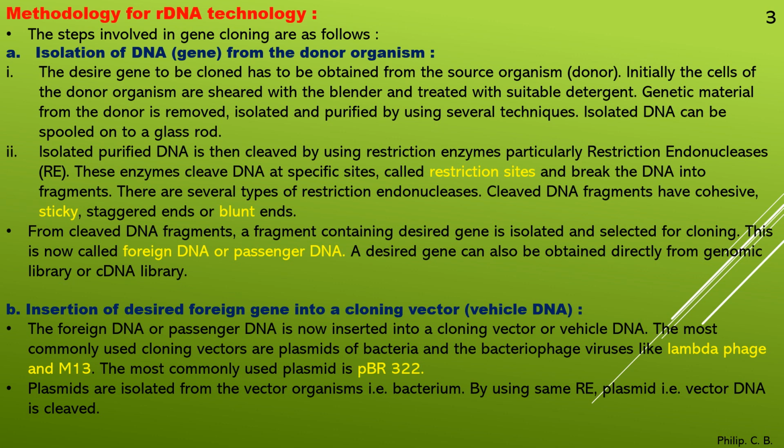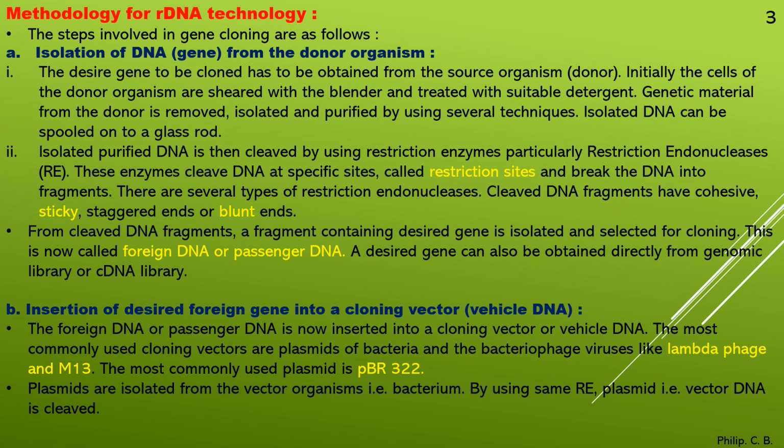From the cleaved DNA fragments, a fragment containing the desired gene is isolated and selected for cloning. So from the part which we had cut, we can remove the desired DNA. This is now called foreign DNA or passenger DNA. A desired DNA or gene can also be obtained directly from a genomic library or cDNA library, where the desired gene is already stored or readily available.